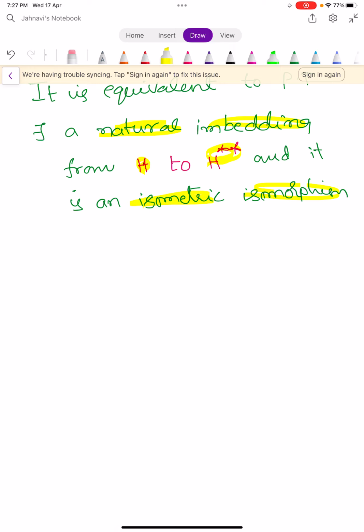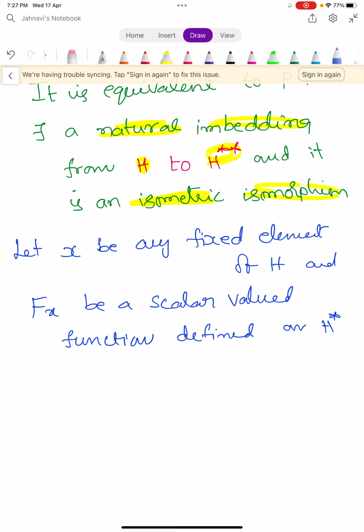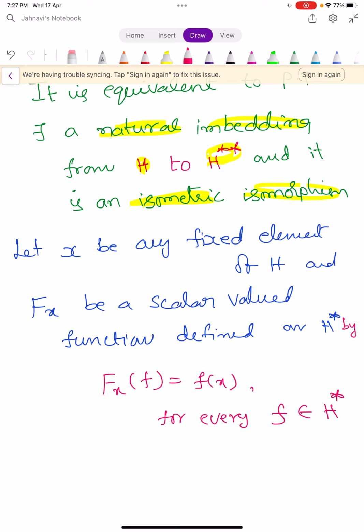So let us take x to be any fixed element of H. Let small x be any fixed element of the Hilbert space capital H, and let capital Fx be a scalar valued function defined on the conjugate space H star, and defined by Fx of f is equal to f of x for every f belonging to the conjugate space H star.